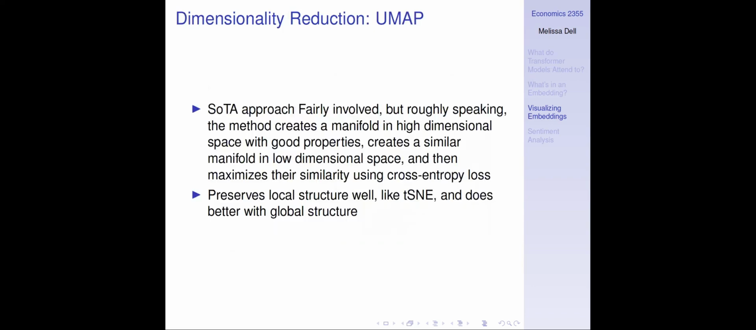And then the final thing is an approach called UMAP, which is essentially state of the art. We don't really have time to get into the details of it because it's fairly involved, but roughly speaking, the method creates a manifold in high dimensional space that has good properties, and it creates a similar manifold in low dimensional space, and then it maximizes their similarity using cross entropy loss. I think there's a video about it on the syllabus if you want to understand exactly how this works. But there's code to implement this. This is probably what you want to use if you want to visualize your embeddings. It preserves local structure well, but it does a better job than t-SNE with global structure. And so that's why it's generally become preferred in recent years as the method to use for dimensionality reduction to visualize embeddings.